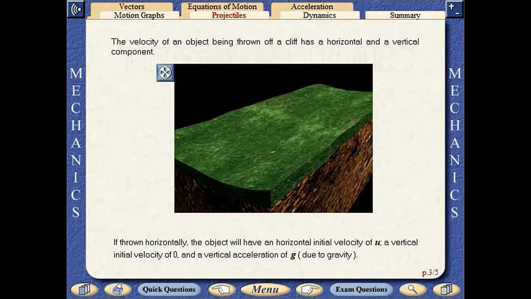If thrown horizontally, the object will have a horizontal initial velocity of u, a vertical initial velocity of 0, and a vertical acceleration of g.